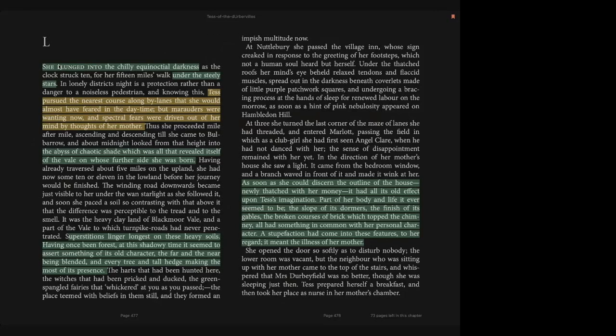Just to remind everybody where she's going right now, when last we saw Tess, she was told by her sister Liza Lou that her mother was dying and she had to come home in order to help out.